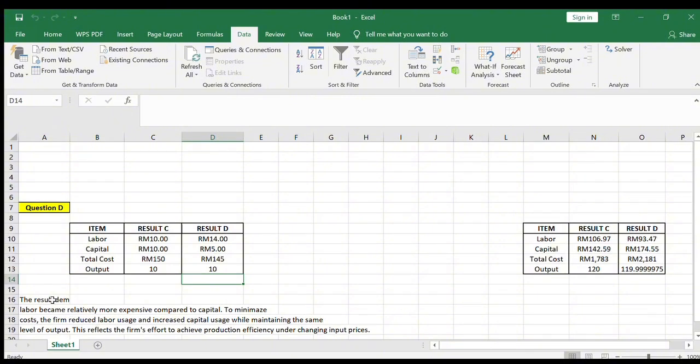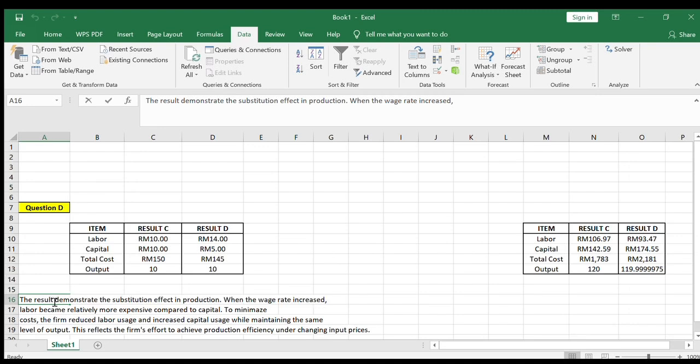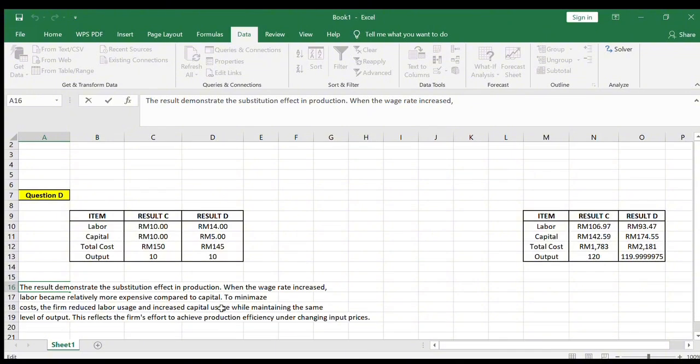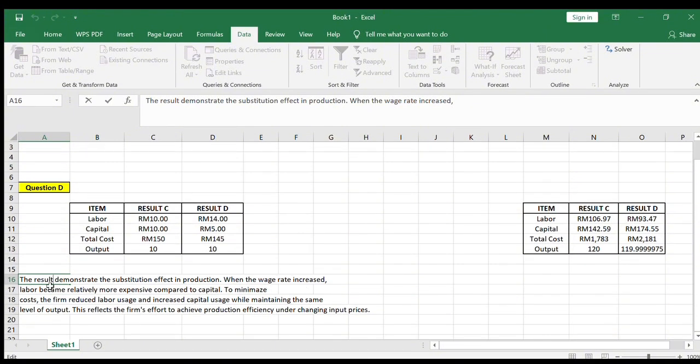For economic interpretation, the result demonstrates the substitution effect in production. When the wage rate increases, labor becomes relatively more expensive compared to capital. To minimize costs, the firm reduced labor usage and increased capital usage while maintaining the same level of output. This reflects the firm's effort to achieve production efficiency under changing input price.